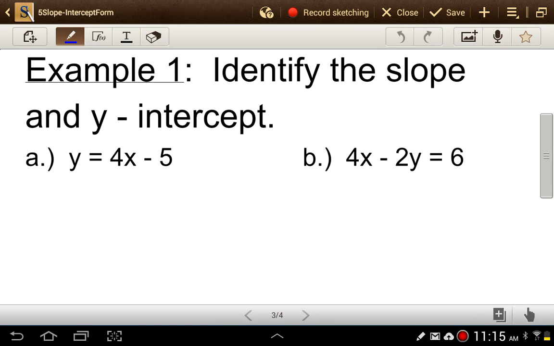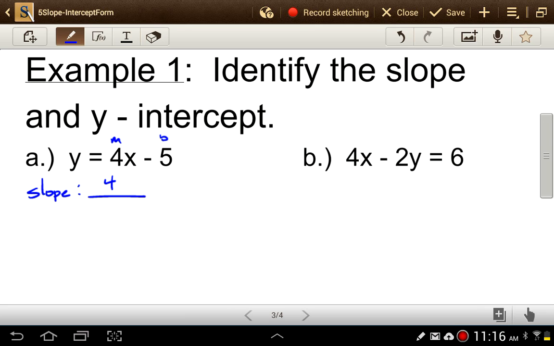Okay, in example 1, pretty simple. Identify the slope and the y-intercept. In A, it's already in slope-intercept form, which it must be in slope-intercept form to answer these. So remember, it's y equals mx plus b. Okay, and so our m is our slope. So very easily, what's the slope of this line? The slope is 4. That's it. Okay, it's going to go up at a rate of 4. 4 over 1 or 4.